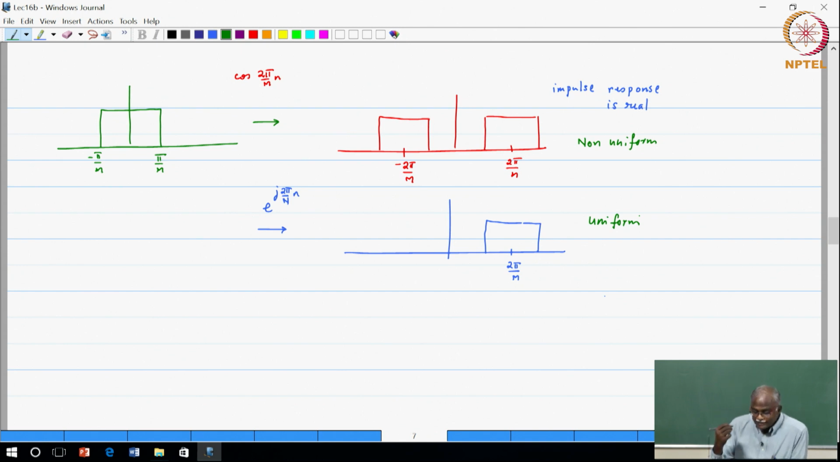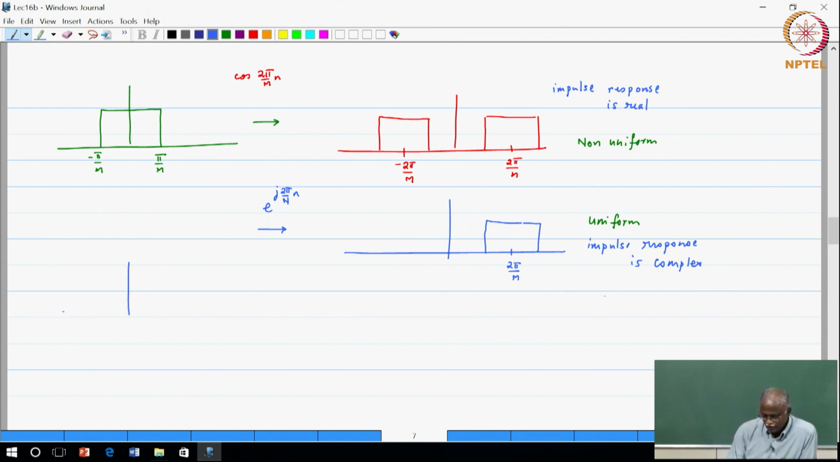Now, these have impulse responses that are complex even if the original impulse response was real. So here you find that the impulse response is complex. Okay. Now, if for any reason you prefer or you want to constrain your impulse response to be real, and you want to have uniform, it is possible.